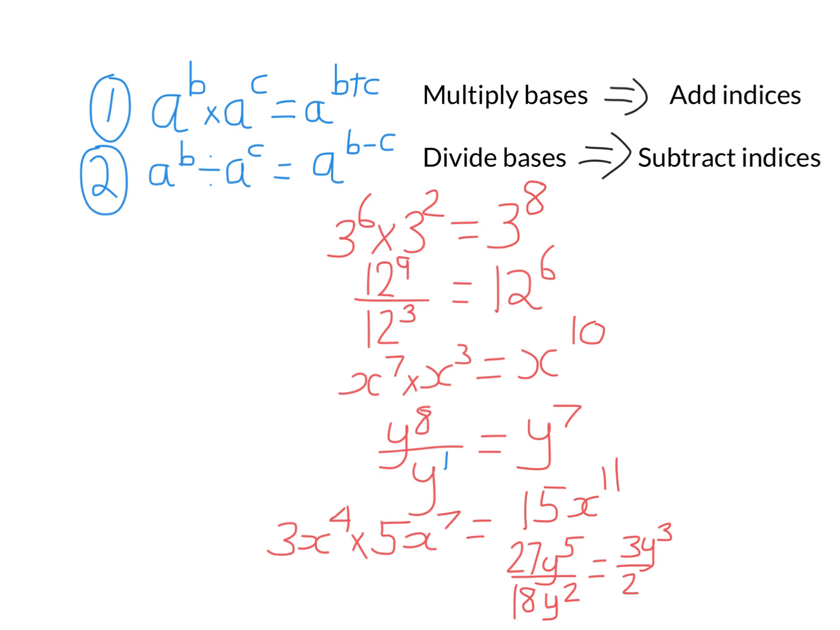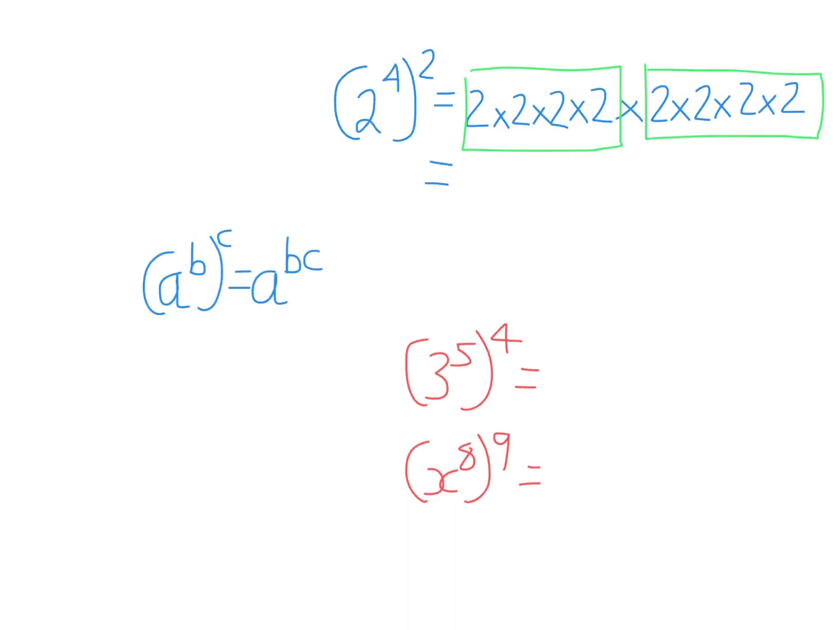All right, let's now look at the third index law. So let's look at 2 to the power of 4, squared. When you're squaring something, you're just timesing it by itself. So this is 2 to the power of 4 multiplied by 2 to the power of 4. So you can see clearly here there are 8 2's being multiplied. So in index form, that's 2 to the power of 8.